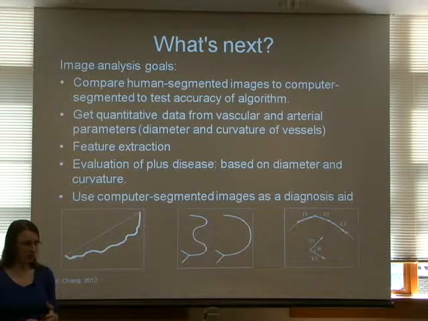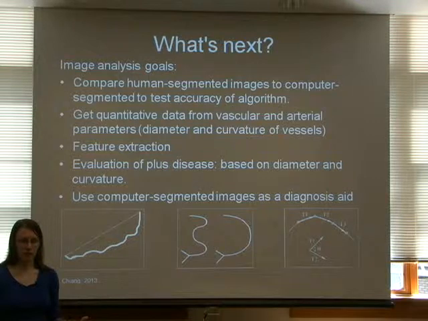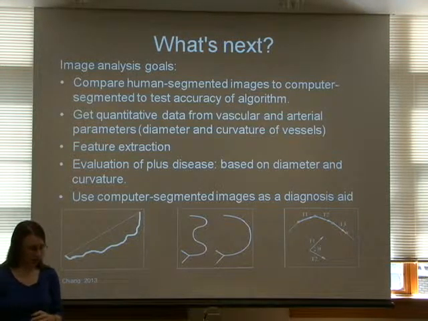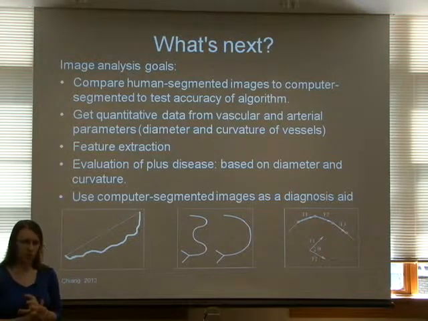And we also want, eventually in the future, to be able to evaluate plus disease based on the algorithms that we're developing, and based on, in the image, the diameter and curvature. And we eventually want to use computer segmented images as a diagnosis aid, be able to get a quantitative parameter back from these images and use them as a decision aid. And these three images are examples of quantitative measures, a curvature, length, and angle of the vessels.